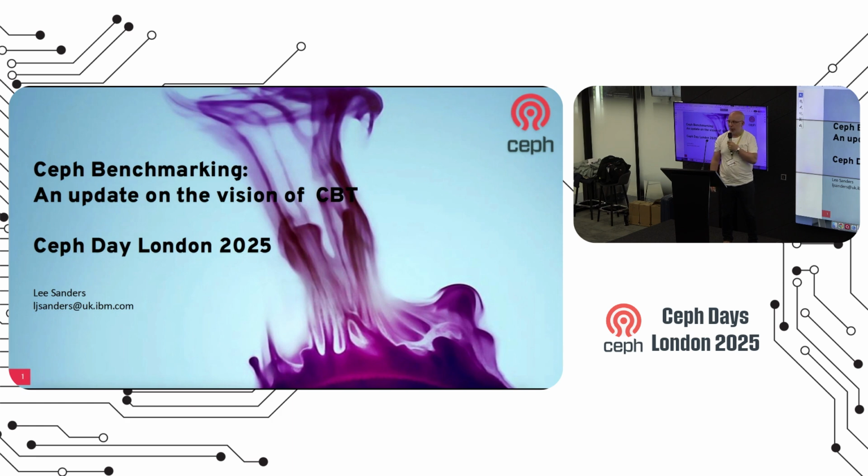So what I'm going to present today is some improvements to CBT to improve the post-processing of performance data when you're benchmarking Ceph systems. If you can improve the post-processing, then you can do your benchmarking in a consistent, deterministic way to produce repeatable and comparable results across the community.